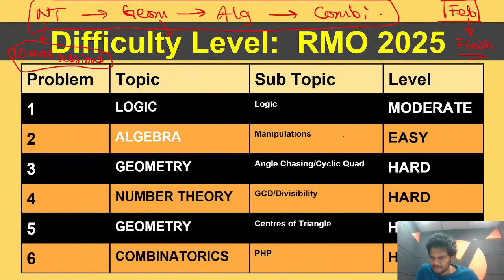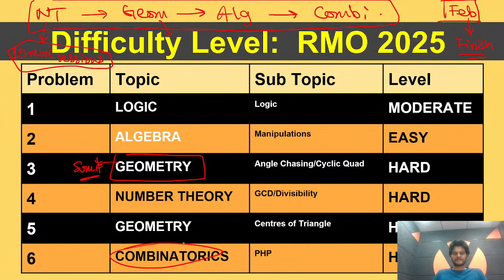Sumit sir solved it under 60 seconds. Yeah, because the idea has to click. Sumit sir is pro in geometry. This is Sumit sir's area. He is pro in geometry and combinatorics, I would say.